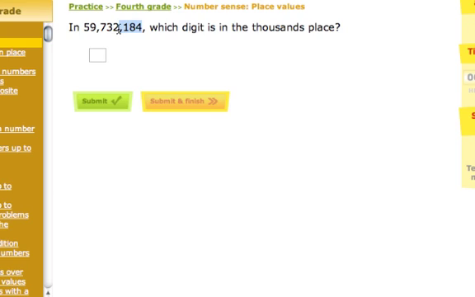We see our first comma, which means we are now crossing into thousand land, the area of the thousands. And the first place value there is the thousands place. So we can see there's a 2 right there. That means the 2 is in the thousands place.